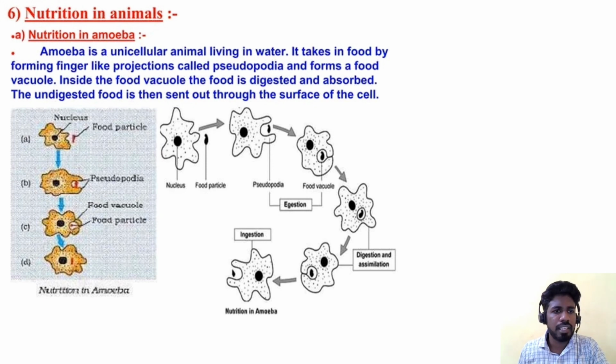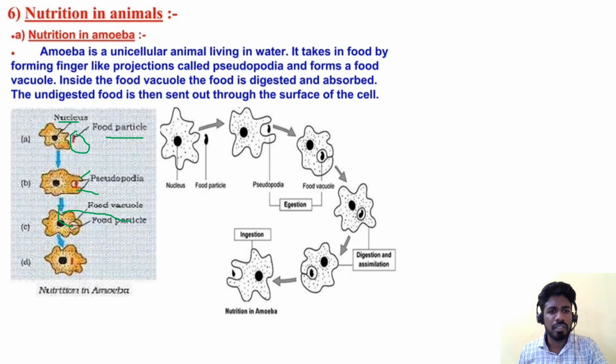This is a food particle that is present. This is the nucleus of the amoeba. This food particle is there. The amoeba will form the pseudopodial structure by which the food particle is trapped inside. Then it is absorbed and digested. This is the process that takes place during nutrition in amoeba.